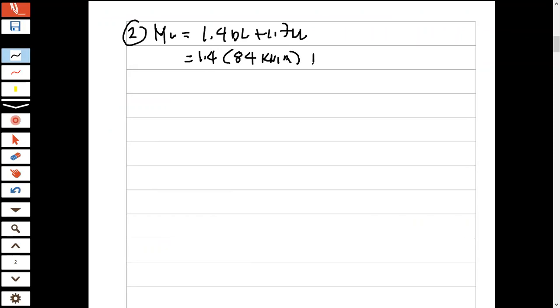And then you have 1.7 live load. Live load is 163 kilonewton meter. Okay, so our MU is equal to, you can calculate, 394.7 kilonewton meter.